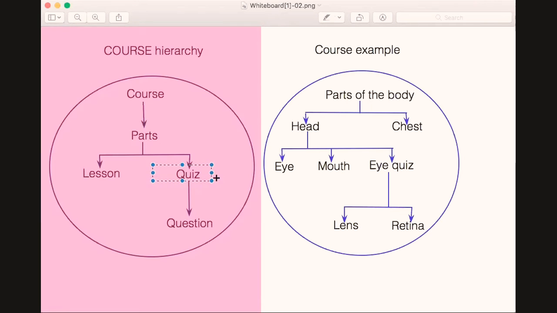And each quiz has to be connected to a certain part. And you cannot connect a quiz to a lesson because they do not have a parent-child relationship. And so on, a part, you have to connect it to a course. And we'll actually dive in deeper once we learn how to update the course in the next lesson.